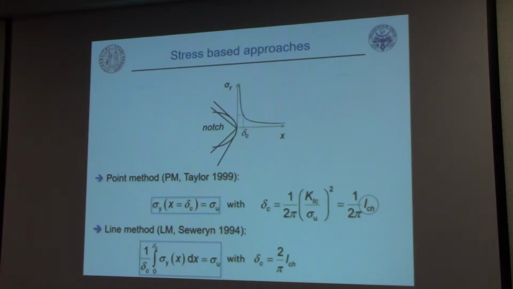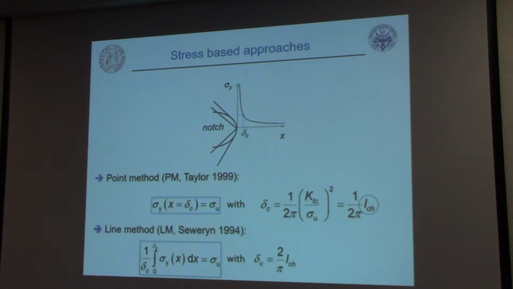We have a notch, and the stress field is generally a monotonically decreasing function of the distance ahead of the notch tip. Of course, the stress field can attain finite or infinite values at the notch tip, depending on the type of notch. The simplest criterion is the point method proposed by David Taylor, according to which failure takes place if the stress field at a distance delta c from the notch tip equals the material tensile strength, sigma u. There is also an average version known as the line method, which considers the average stress field and compares it with the tensile strength.